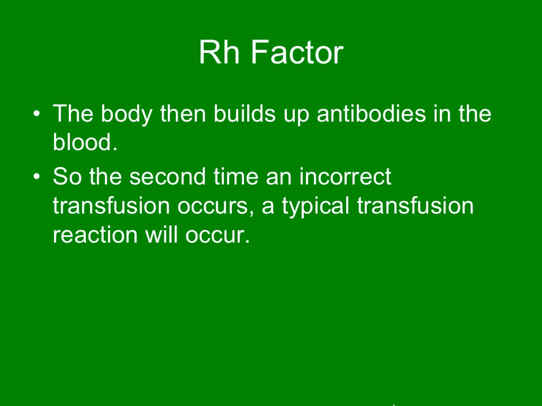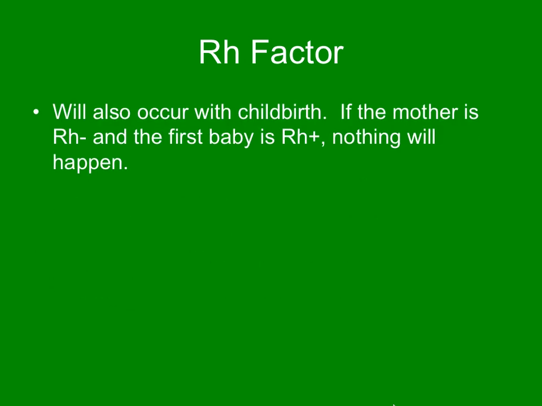Now, in childbirth, this also becomes an issue. And again, it only is an issue if mom is Rh negative and the first baby that comes along is Rh positive. This is what starts the process. The first time, nothing will happen. What happens during childbirth is when the placenta detaches from the uterine wall, you do get some breaking of capillaries on both the baby side and mom's side. And mom's and baby's blood mixes a little bit. On mom's side, that's what triggers the buildup of the antibodies.